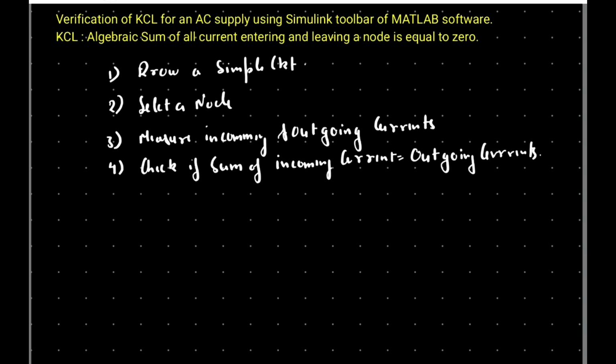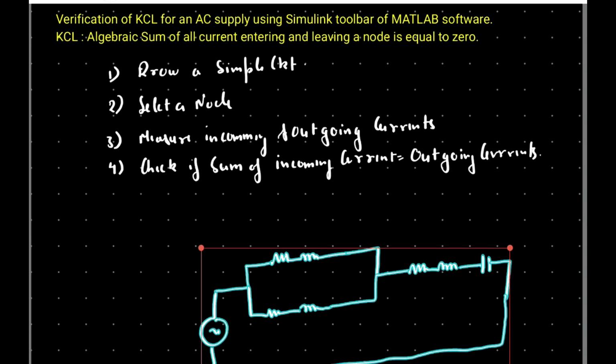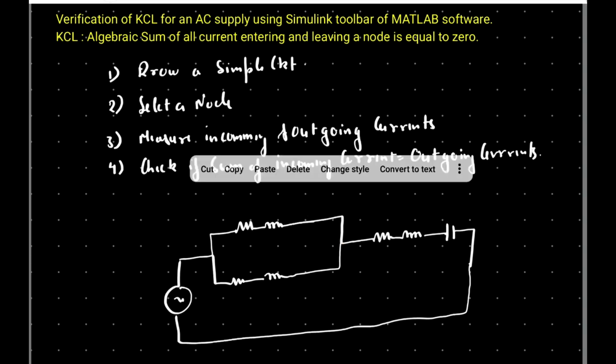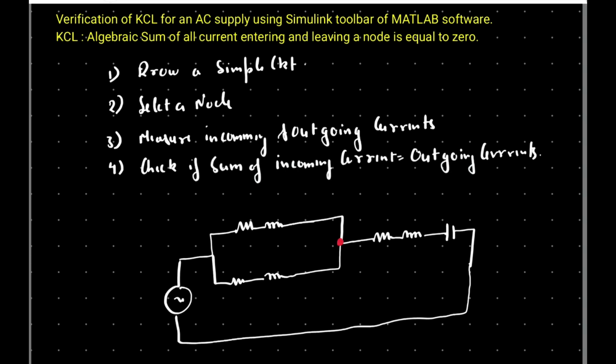For that we need to draw a simple circuit just like this circuit, and then we have to select a node. Suppose we select this node. Then we have to measure the incoming currents to this node, that is I1 and I2, and then we have to measure the outgoing current. If we are able to achieve that the sum of incoming currents is equal to the sum of outgoing currents, then we can say that this verifies our case here.